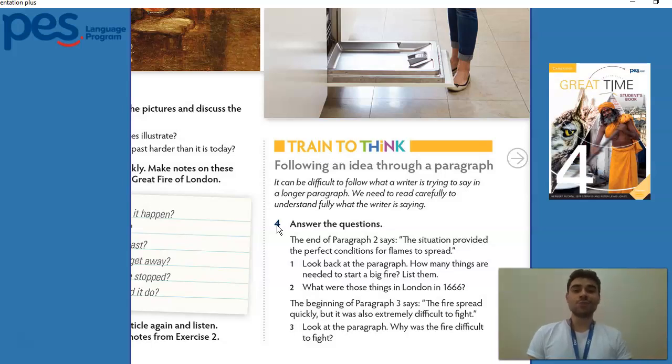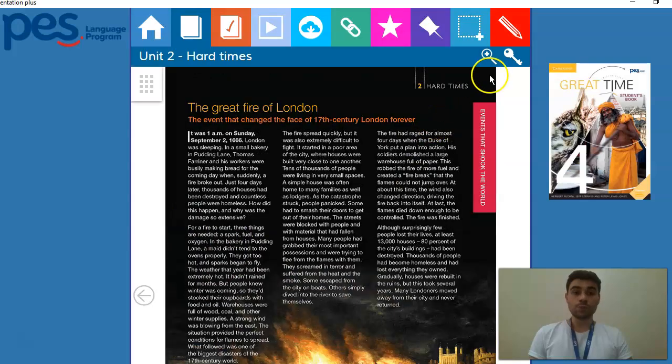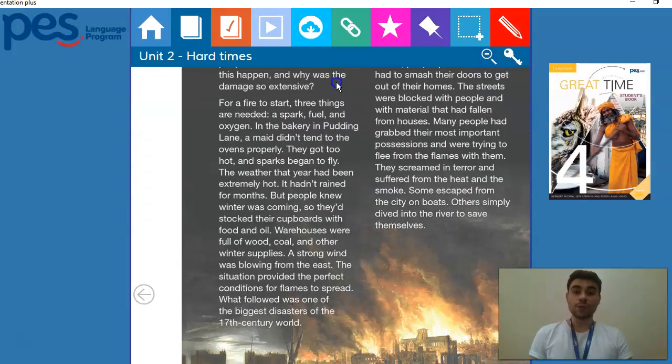All right. I hope you have found the answers, but if you haven't, no problem, because now we're going to check them together. Let's see the first one. We need to look back at paragraph 2 and list how many things are needed to start a big fire. So let's go there to paragraph 2. Remember, this is paragraph 1, paragraph 2. Let's take a closer look.